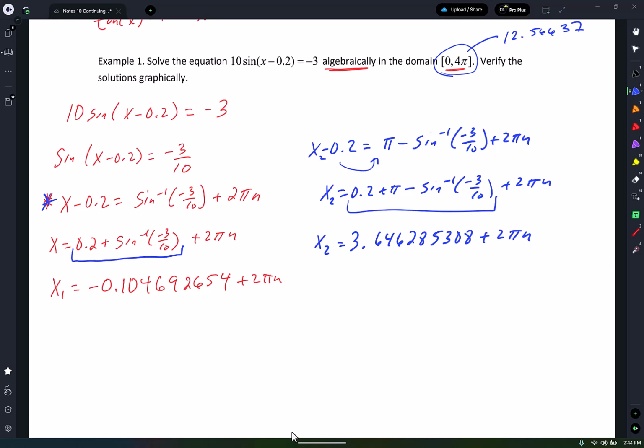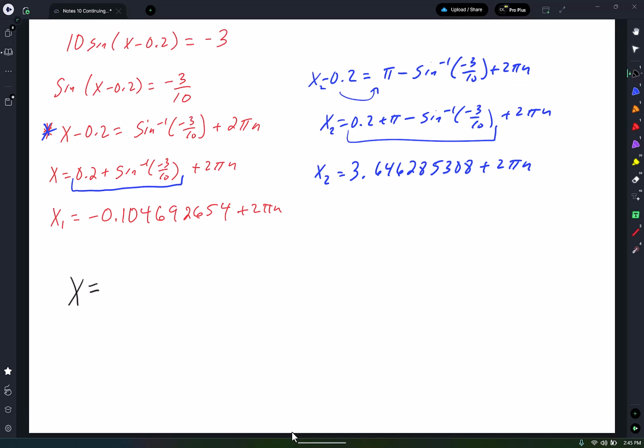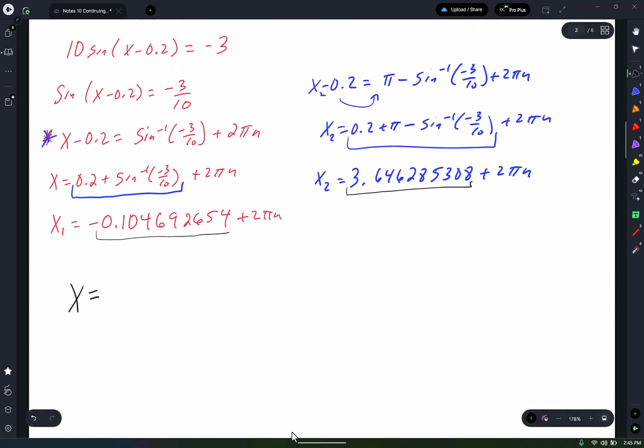You guys ready? I'm going to go to a neutral color, so black. X equals, is this my first answer, the negative 0.104? Be careful. It's not my first answer within the domain. No. So this is going to have to be my first one. Does that make sense? So I'm going to write 3.6463, at least 3 digits. If you can give me more, even better.